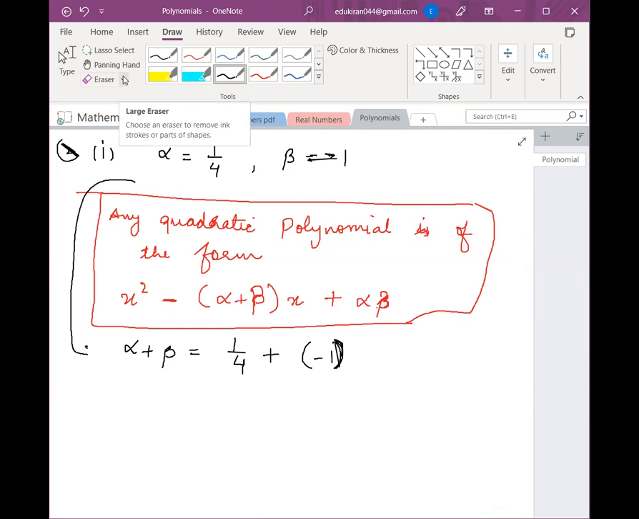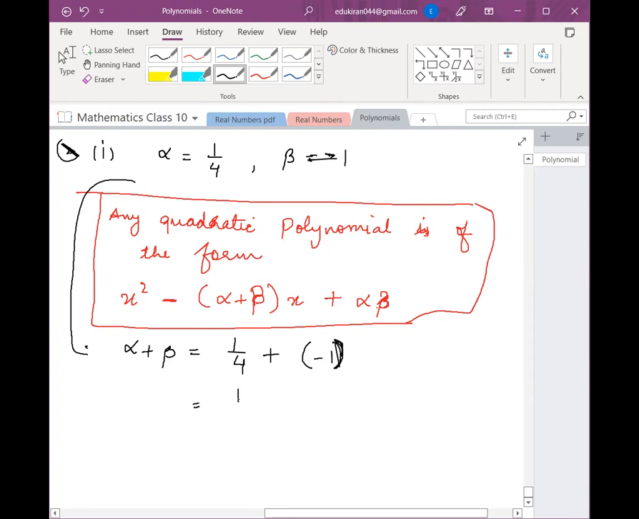Now remember one thing. Whenever you are adding or subtracting fractions, the first step is to take the LCM. We are not doing any multiplication here. We are doing addition, alpha plus beta. Whenever you have fractions and you want to add or subtract them, the first step is to take the LCM. This you have done in your previous classes.